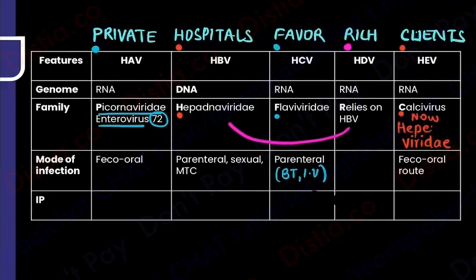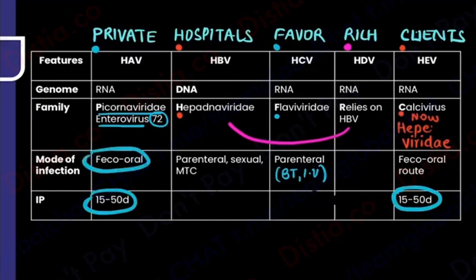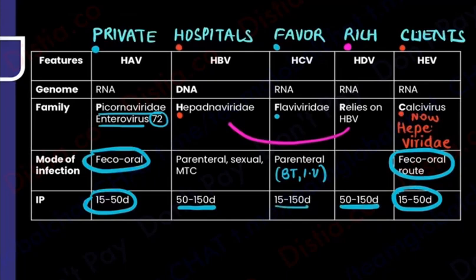Okay, now talking about their incubation period. So simple. The ones that have a feco-oral route, that is hepatitis A and E, will have a somewhat similar incubation period of 15 to 50 days. Easy to learn: the feco-oral route, gastroenteritis ones, 15 to 50 days. The other ones in between again have some similarity you will have to find. So hepatitis B and hepatitis D, because they are very much dependent, 50 to 150 days roughly. And then a little less, so 15 to 150 days for hepatitis C.